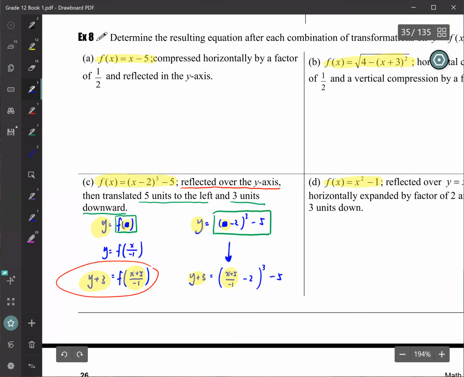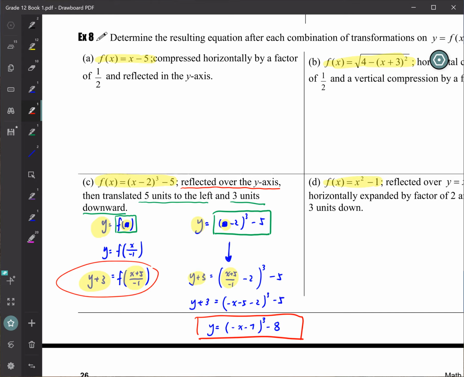Because you cannot leave your answer like that. So we simplify the inside. -1 at the bottom means you divide by -1. And then -2 cubed minus 5. And then you move the 3 over. It will be -x minus 7 cubed. The 3 moves over and becomes -8. Okay, so your final answer should be this.